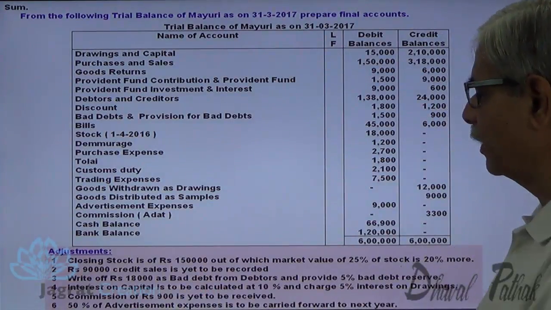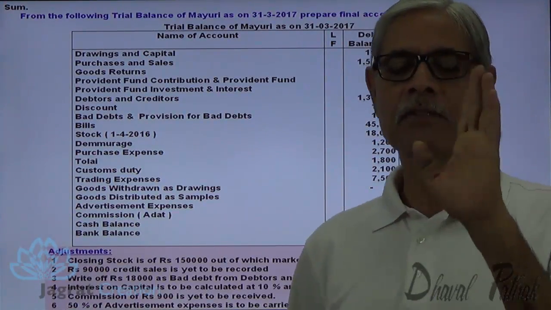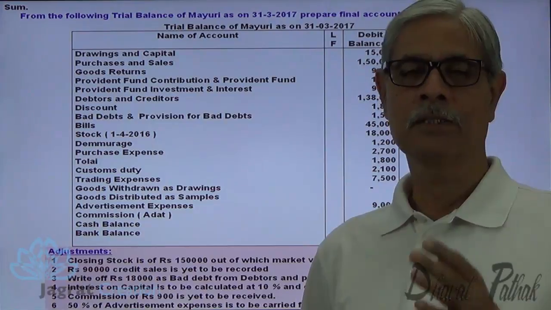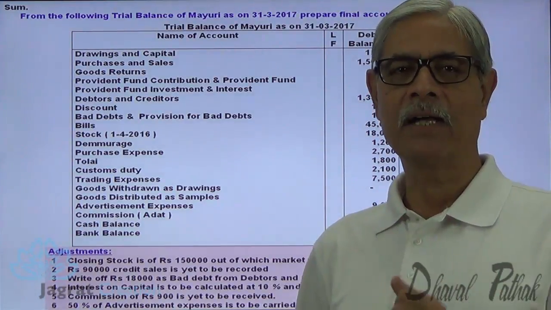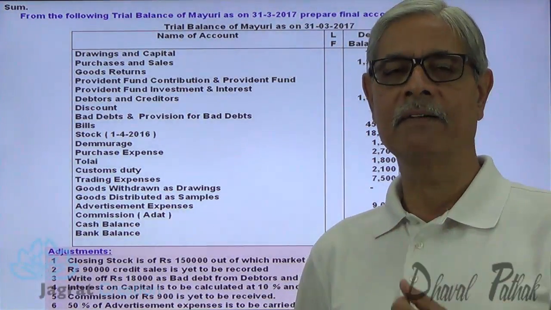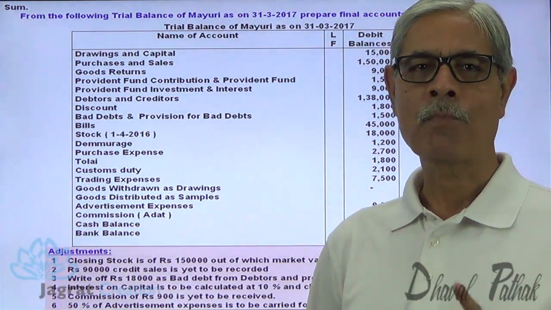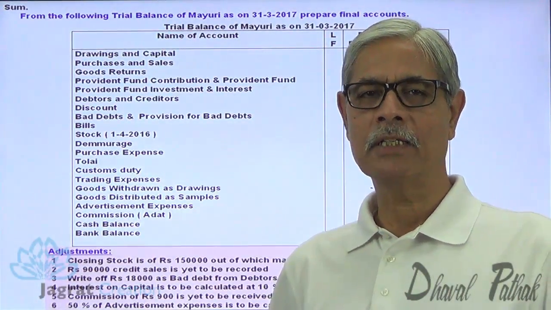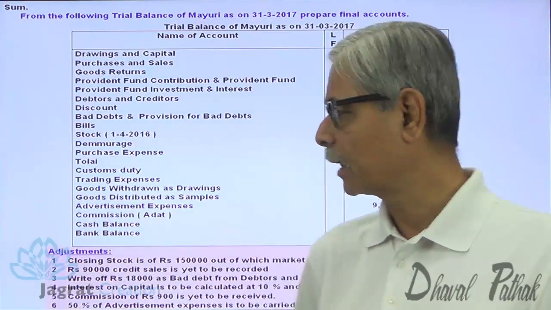Closing stock of rupees 1,50,000, out of which the market value of 25% stock is 20% more. So 1,50,000 is the total stock. 25% thereof is 37,500. The stock of 37,500 is 20% more. So 37,500 into 20%, it is more by 7,500. But increase in stock is not to be considered, because stock is to be valued for final accounts purposes at cost or realizable value, whichever is less. So here the cost is going to be less because the market value has gone up. So cost will be considered while preparing the final accounts.